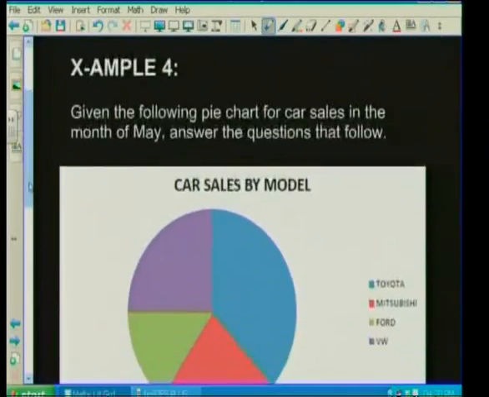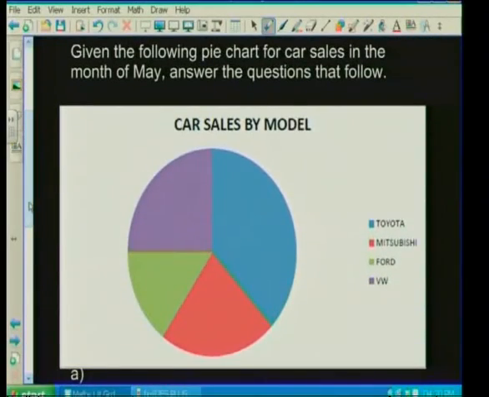Let's have a look at our next question. Given the following pie chart for car sales in the month of May, answer the questions that follow. So here now we've got a pie chart. You can see it's a pie chart because it's round, and that symbolizes a pie chart. Look at our key. This thing over here is our key. Our blue color shows us how many Toyota cars were sold. And there are quite a few of them, aren't there?